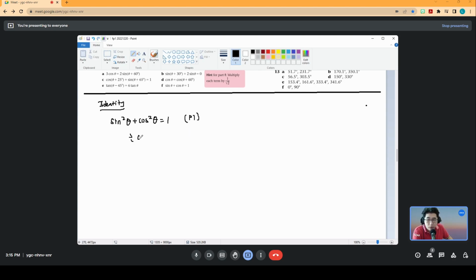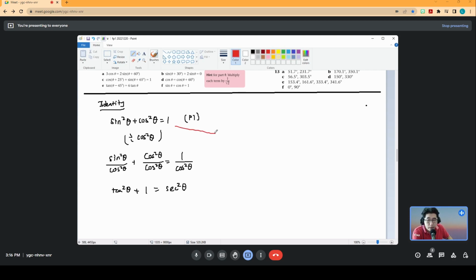divided everything by cos square, let's see what's going to happen. So I have sine square theta over cos square theta plus cos square theta over cos square theta equals to 1 over cos square theta. So sine over cos is read as tangent, cos over cos is read as 1, then 1 over cos is read as secant. So you have tangent square theta plus 1 equals secant square theta.